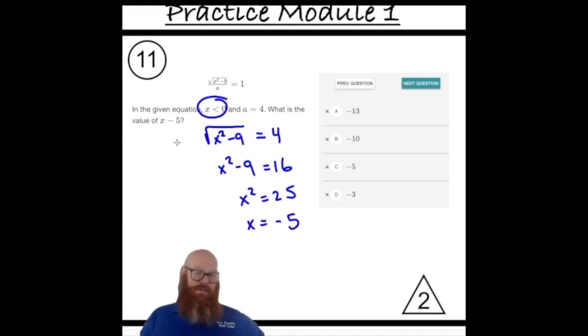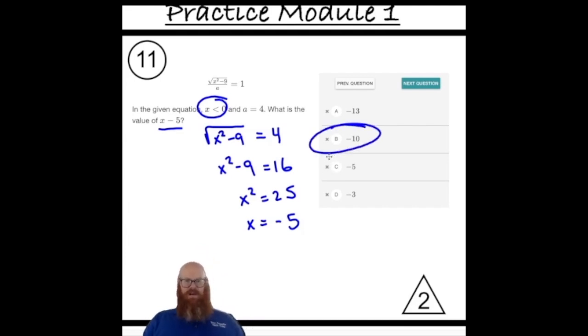They then like to pile on with the number of things that we have to do. They want the value of x minus 5. And negative 5 minus 5 is negative 10. All right, so you just really have to look out for this kind of stuff on these SAT problems.